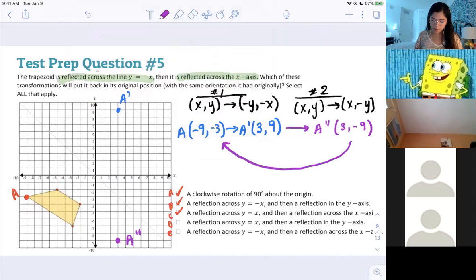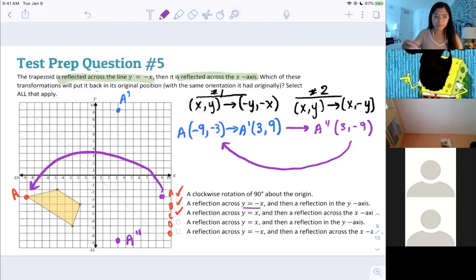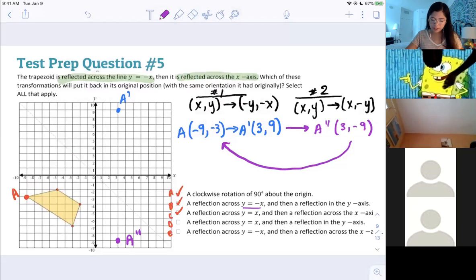B, a reflection across y equals -x, and then a reflection across the y-axis. So very quickly, if I reflect over y equals -x, I'm going to go from 3, -9 to 9, -3. So I would be here. And then when I reflect across the y-axis, it's going to bring me over to my original starting point. So B is correct.